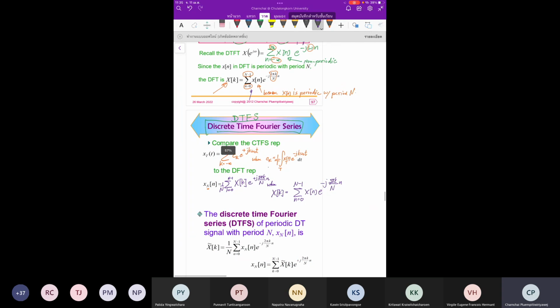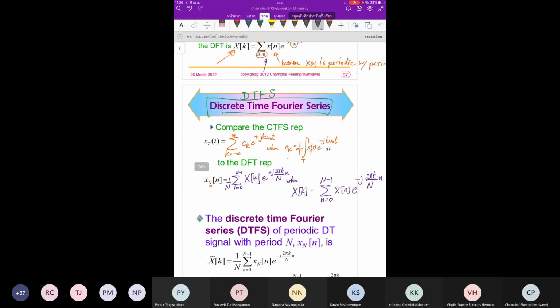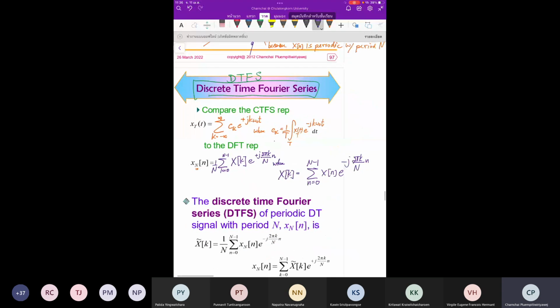Okay, what do you see? The difference between the two. Can you compare the orange one and the purple equations? What do you see the difference? You see anything? They are not quite the same. They're pretty similar, but not quite the same.